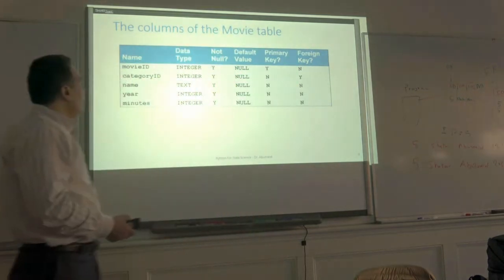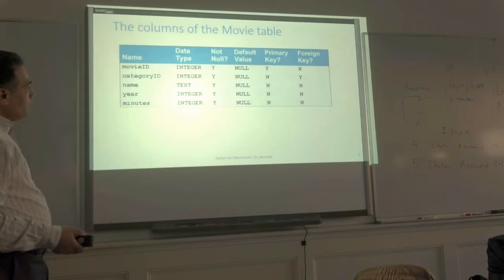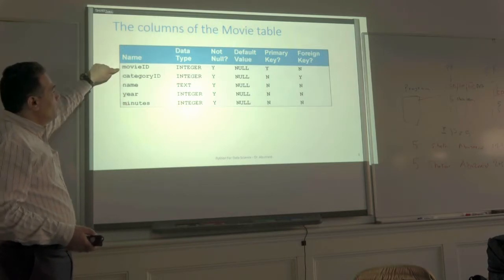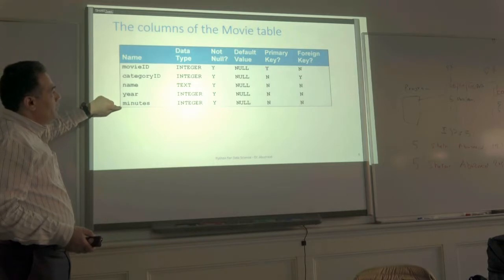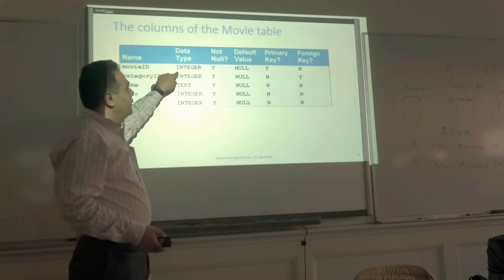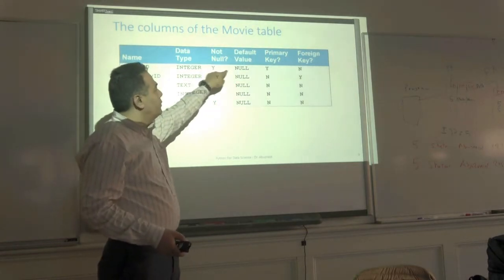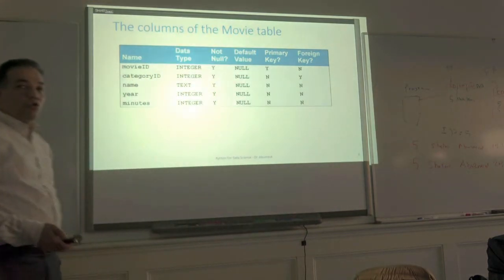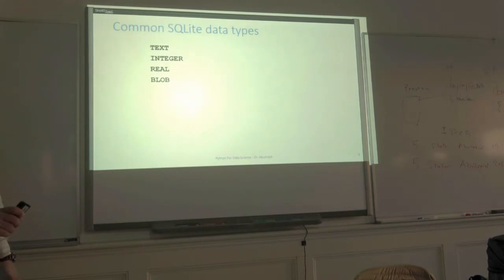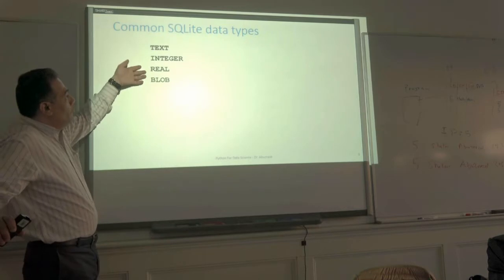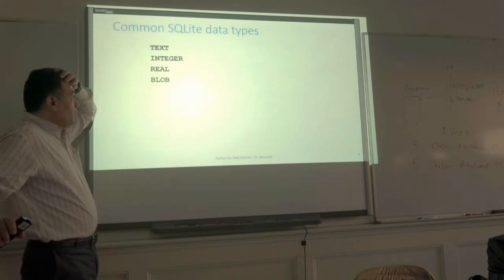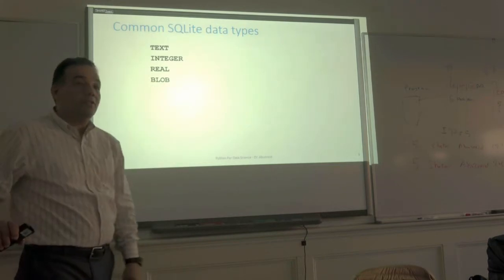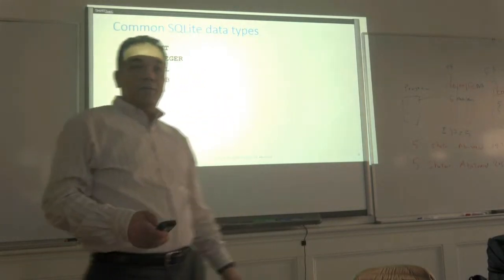All right. The other table. So how many columns do we have? 1, 2, 3, 4, 5. Movie ID, category ID, name, year, minutes. All right. Movie ID. The data type is integer. Not null? Yes. Primary key? Yes. Is it a foreign key? No. And so on and so forth, right? And that's when you design your database. The data types could be text, integer, real, or blob, which is binary large object. Like what? Like an image, right?